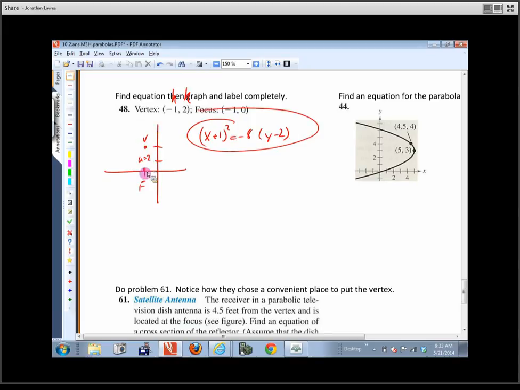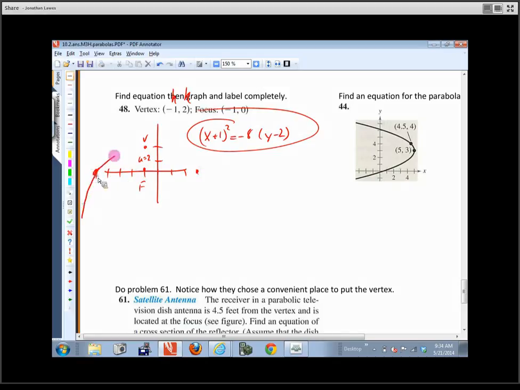And how do I finish graphing it? If I've got those 2 points, how do I finish off a complete graph of this parabola? Yeah, I could do the endpoints of the latus rectum. How far do I go in each direction on the focus? 4 units. So 1, 2, 3, 4. 1, 2, 3, 4. So I've got these points.